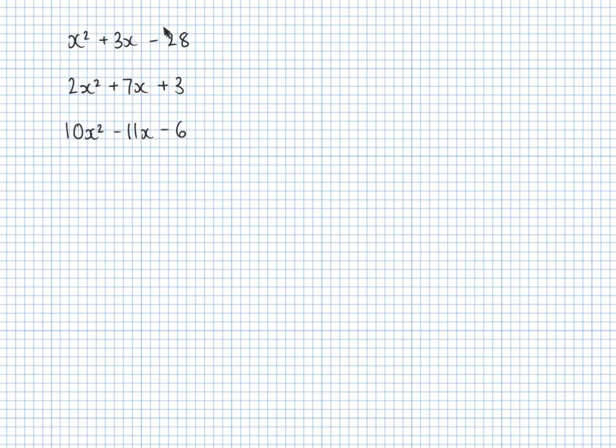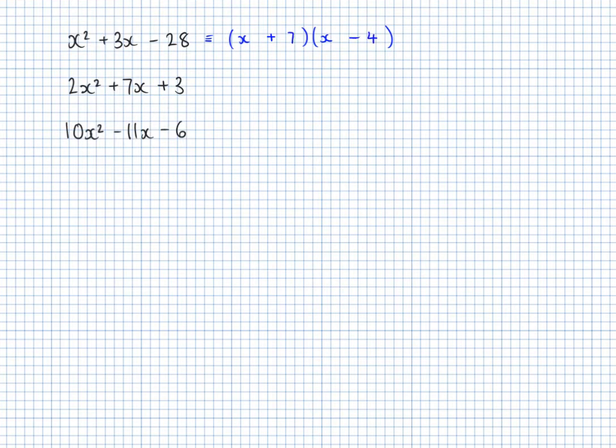We have to think about two numbers that multiply to give me negative 28, and if I was to add them I will get 3. That's how I know what I will have in my brackets. And I also know that this will factorize to two brackets like this, with an x here and an x here. Now my two numbers will be positive 7 and negative 4, and I can write them here, negative 4.